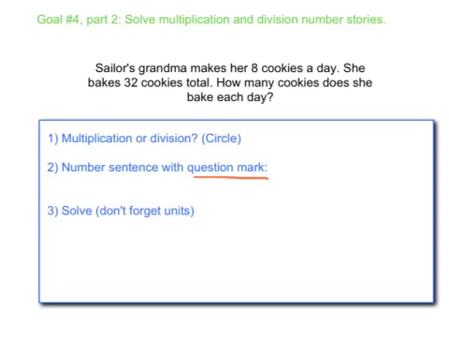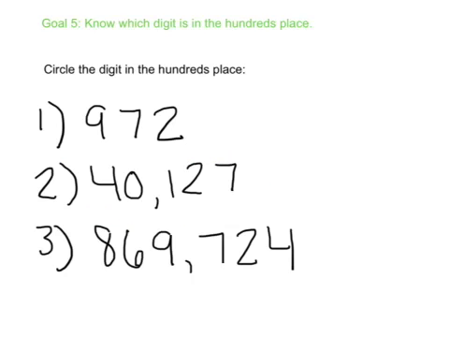Here is one that should be pretty familiar. Goal number 5 is know which digit is in the hundreds place. All you need to do for this slide is give a little circle to the digit in the hundreds place. Please do that for number 1, 2, 3, and then save.